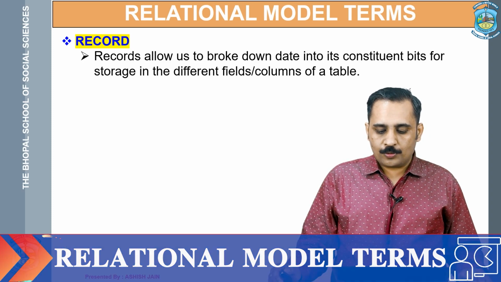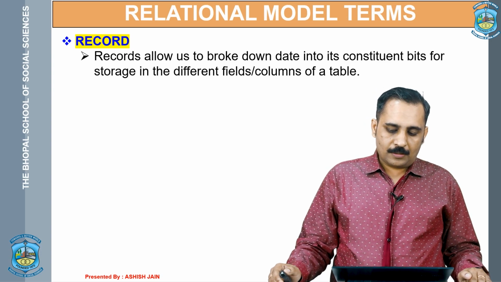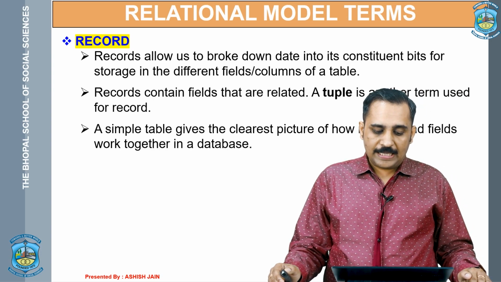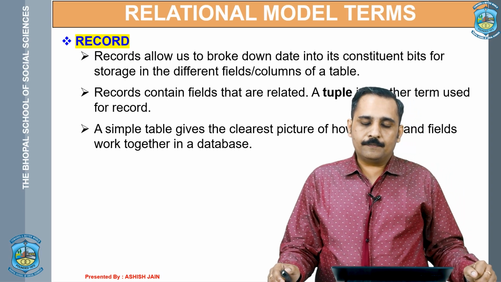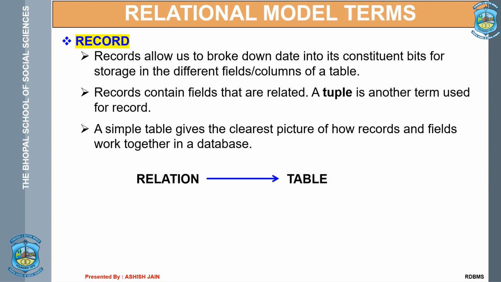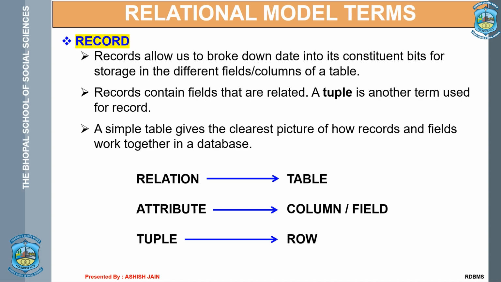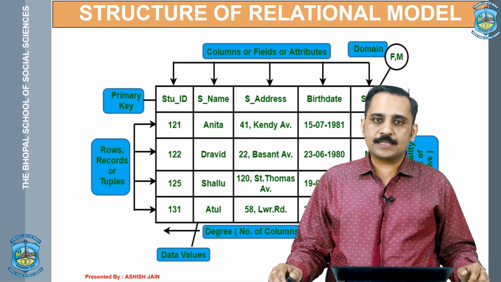Record allows us to break down the data into its constituent bits for storage. It contains fields that are related. So another term for this record is tuple. So we say that a relation means table, attribute means a column or a field of a table, and tuple means row. Let us understand with this diagram.